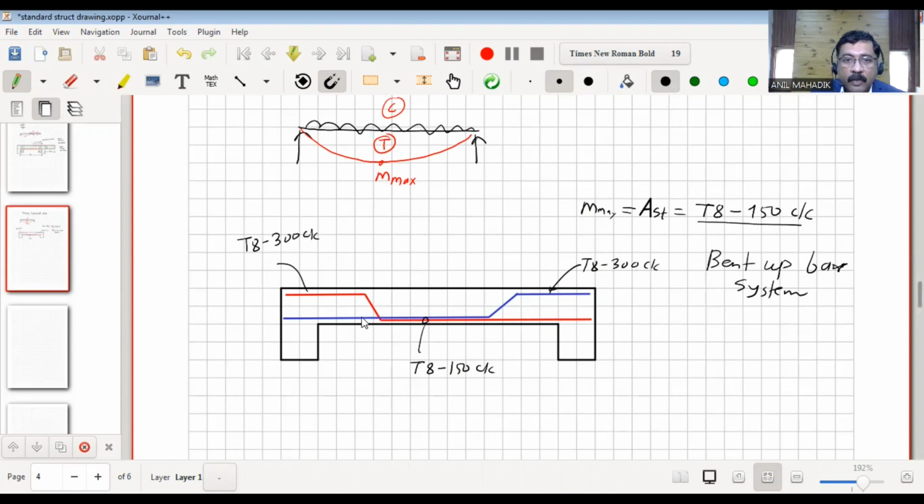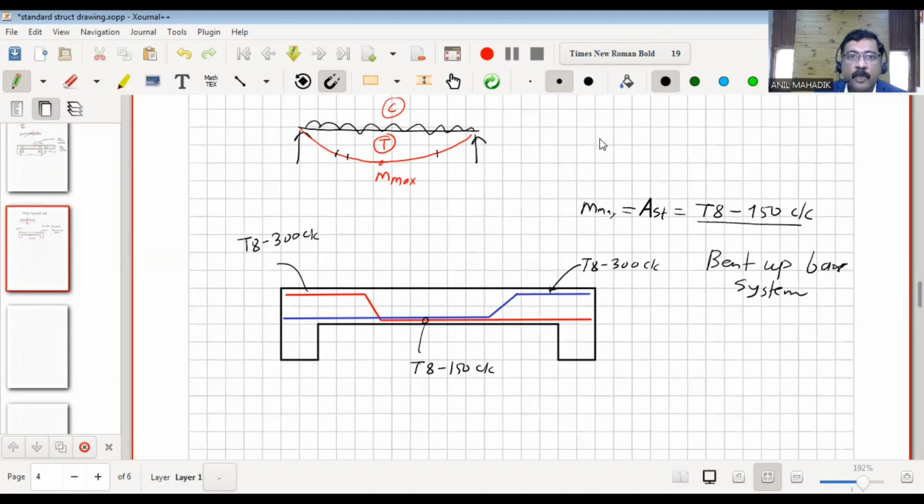So actually why I am not putting here the 8 at 150, because you can see the bending moment is very less near the support. So why to put more steel in this zone? So that's why we are optimizing the steel. We are only putting steel in the maximum moment zone, and wherever there is no moment or no maximum moment, we can curtail the bars. So this is the curtailment using bent up bar system.